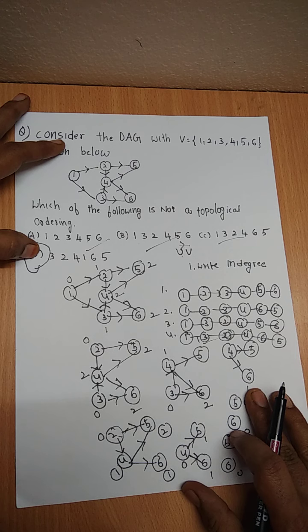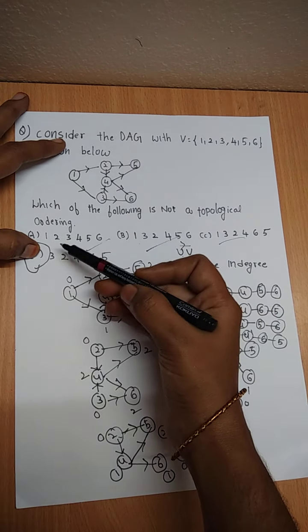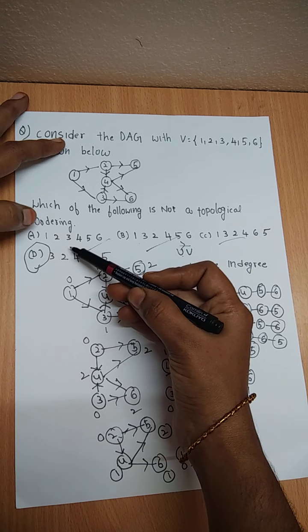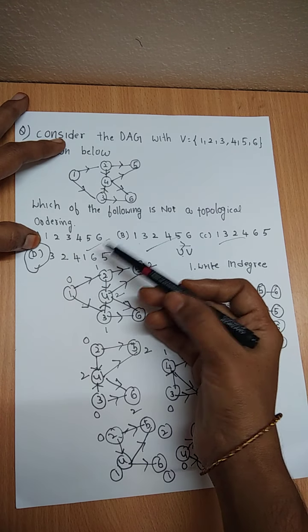What is the correct topological ordering? Another set of 1 2. What is the another set of the correct topological ordering? 1 2 3 4 6 5.